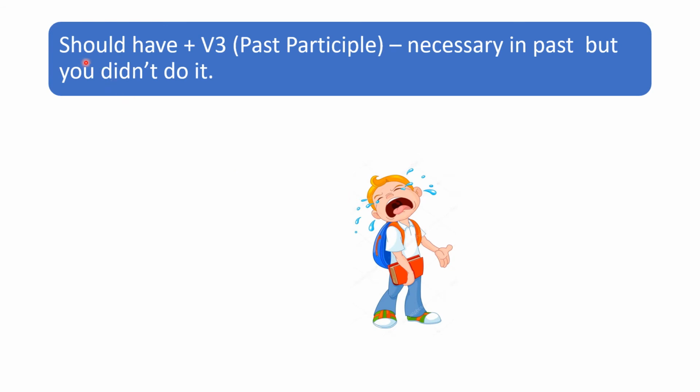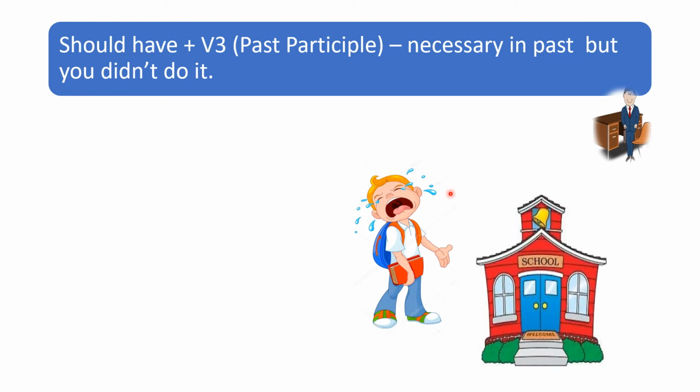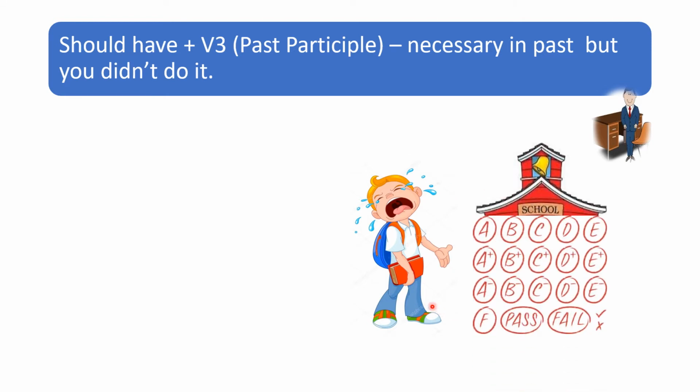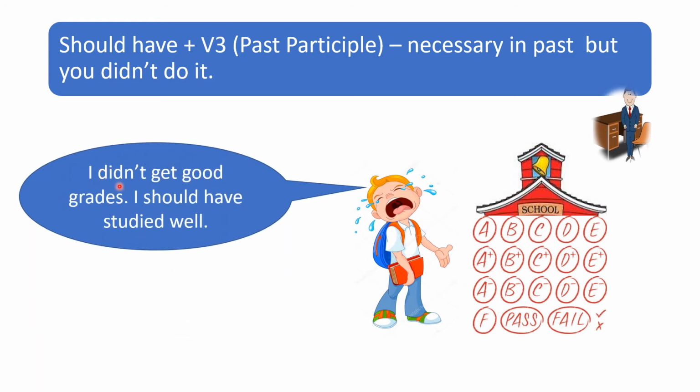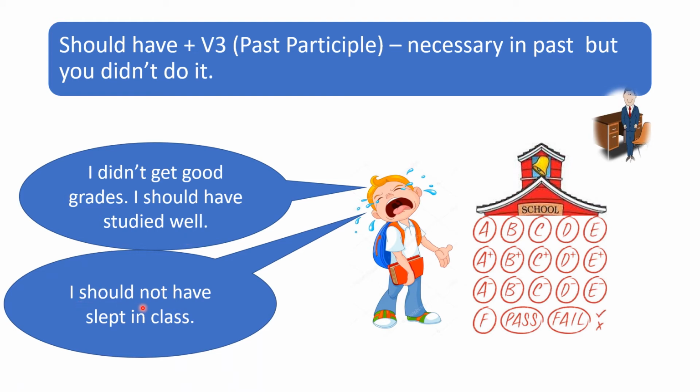Now, we are going to look at should have with verb 3, that's past participle, to talk about something necessary in the past, but you did not do it. So he's crying because of something he didn't do. What he didn't do. The manager is thinking about his school. Yes, the grades. So he says, I didn't get good grades. I should have studied well, which means I should not have slept in class.